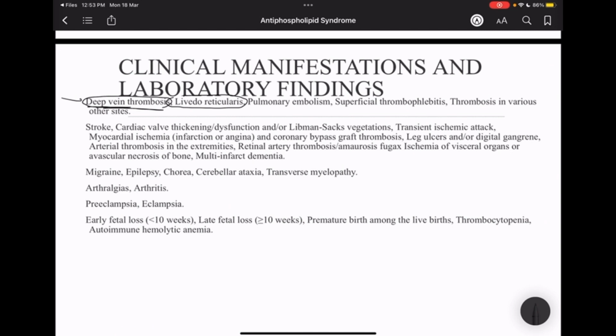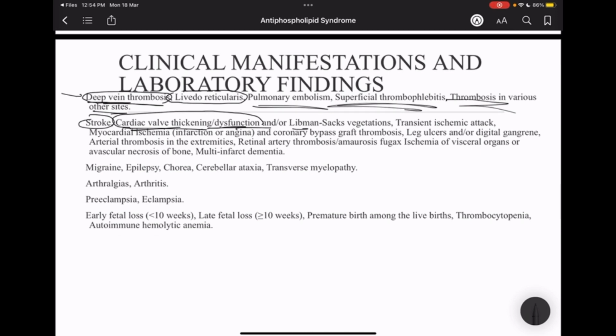And we can have pulmonary embolism, superficial thrombophlebitis, and thrombosis in various sites. For example, in the cardiac manifestations, we can have stroke, cardiac valve thickening or dysfunction, because the thrombosis can be deposited on the valves, Libman-Sacks vegetations, transient ischemic attack, myocardial ischemia, coronary bypass graft thrombosis, any thrombotic events.